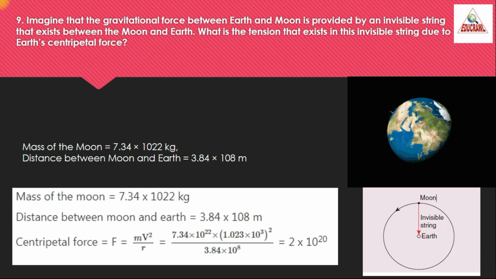So we will find the centripetal force. F is equal to mv squared by r. Substitute the mass value, r value and the v value. Hence we get F is equal to mv squared by r, which is equal to 7.34 into 10 power 22 into 1.023 into 10 power 3 the whole square, the whole divided by 3.84 into 10 power 8, which is equal to 2 into 10 power 20 Newton. Hence, the tension that exists in the invisible string due to the Earth's centripetal force is given by 2 into 10 power 20 Newton.